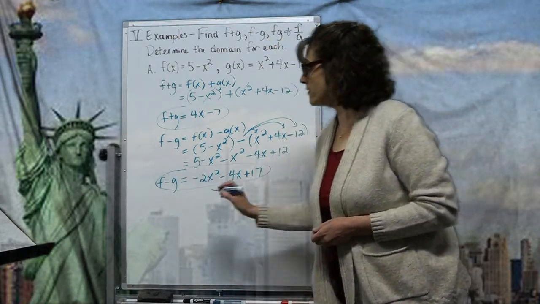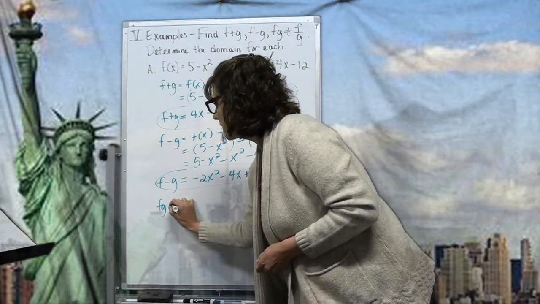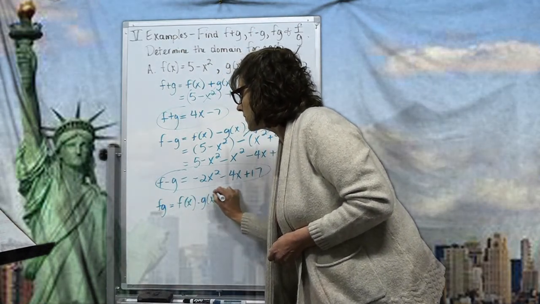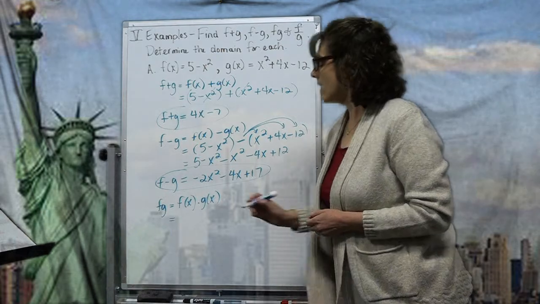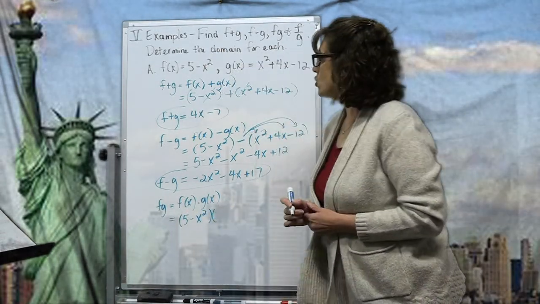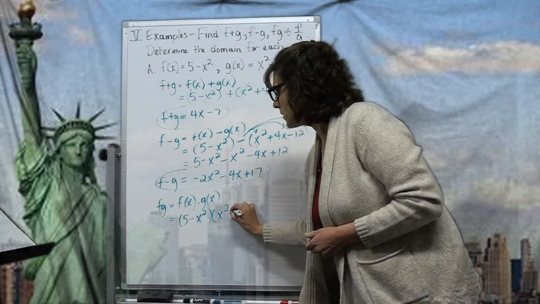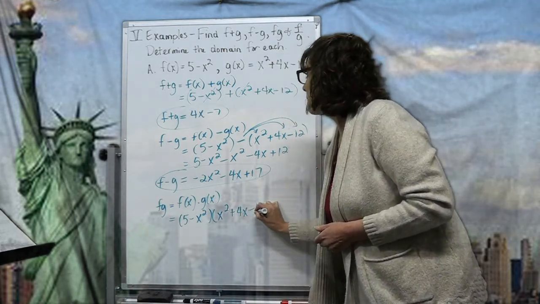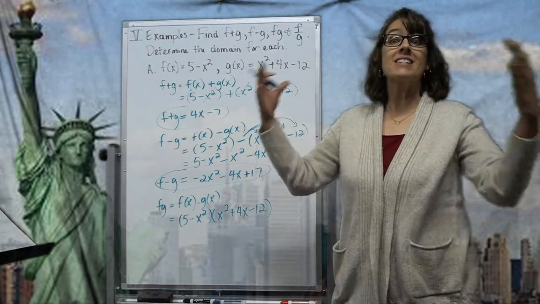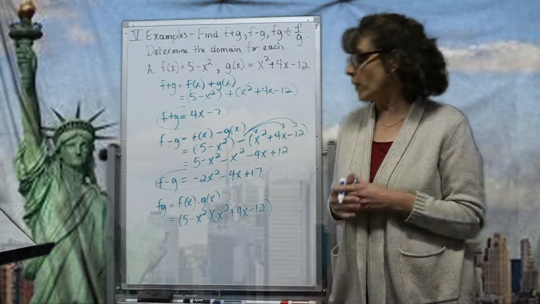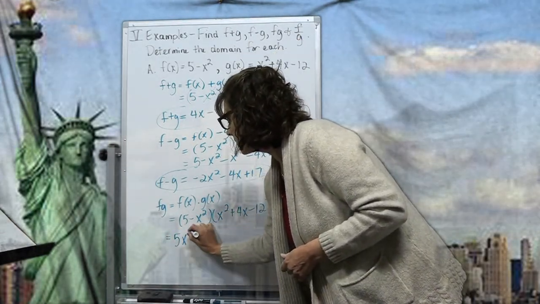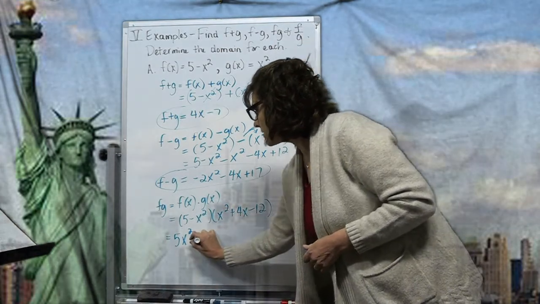Now let's take a look at f times g, which indicates take the f function and multiply it by the g function. The f function is 5 minus x squared. The g function is x squared plus 4x minus 12. Now when you see this, you're going to do that extended distributive property, a bigger FOIL. So I'll take 5 times x squared and I will get 5x squared. 5 times 4x is 20x.